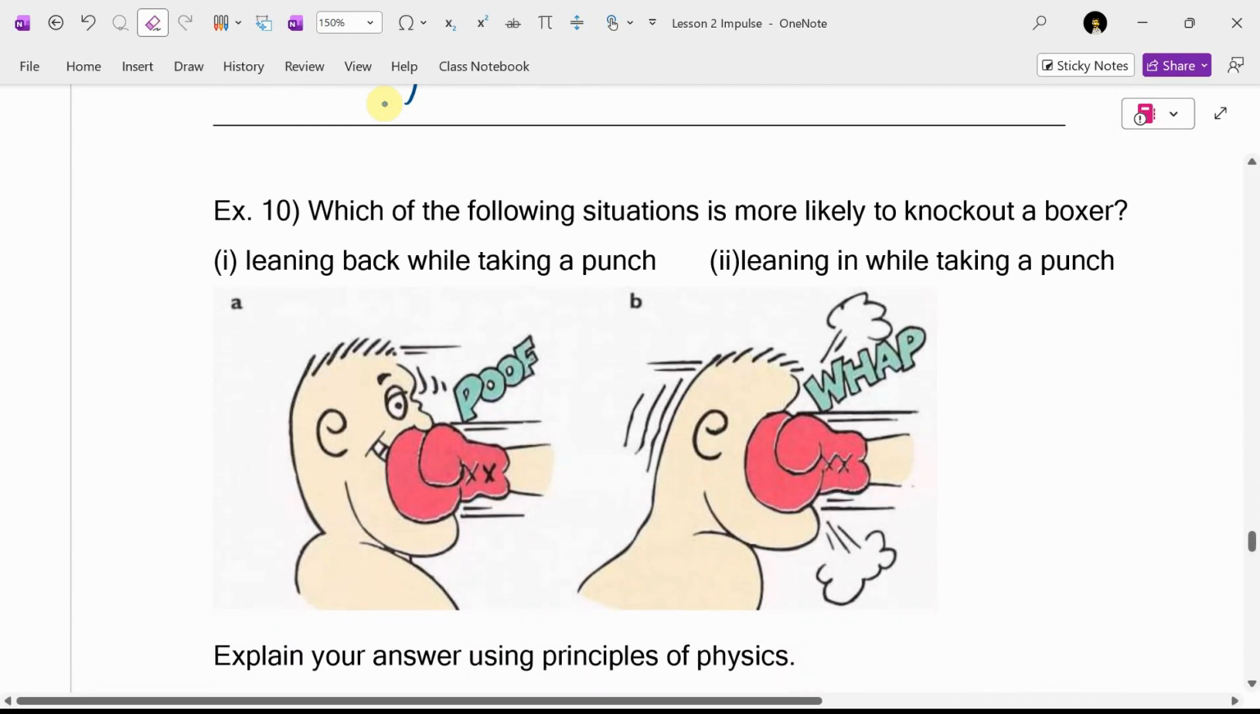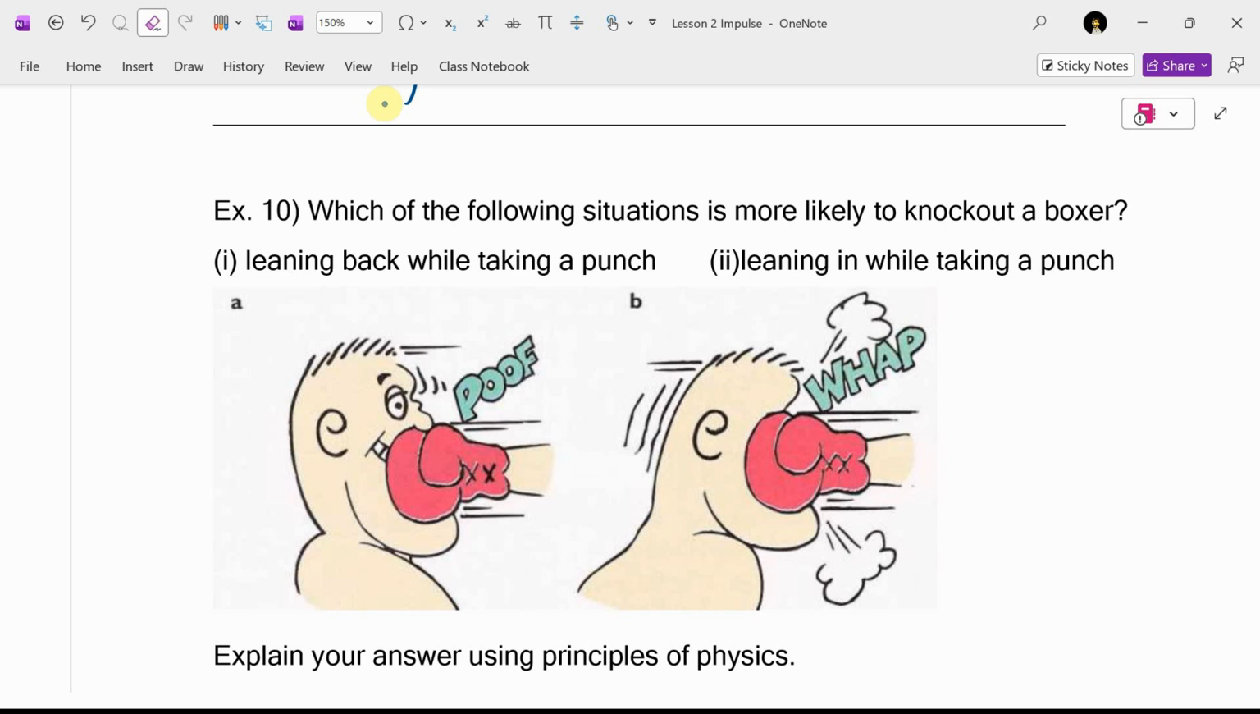Which of the following situations is more likely to knock out a boxer? Leaning back while taking a punch or leaning in while taking a punch? Leaning in. Why? Smaller time, bigger force. Because what the boxer's face is doing is applying an impulse to the fist, bringing the fist to a stop. Smaller time, bigger force required, and forces come in pairs, bigger force on the face. In fact, if you talk to a boxer, they'll say, oh, I caught him coming in. What that means is they KO'd the guy. They got him just right.